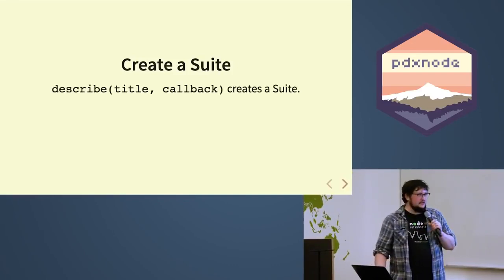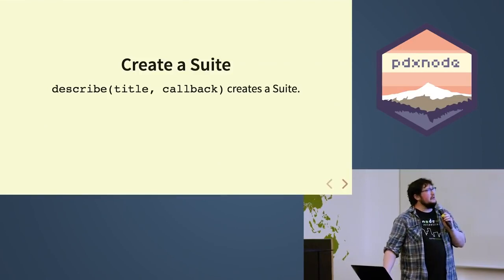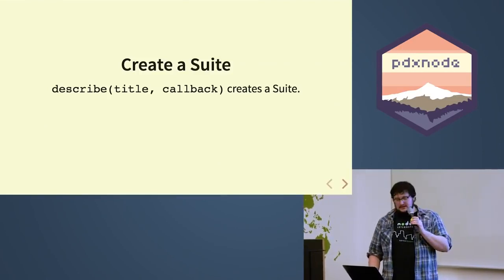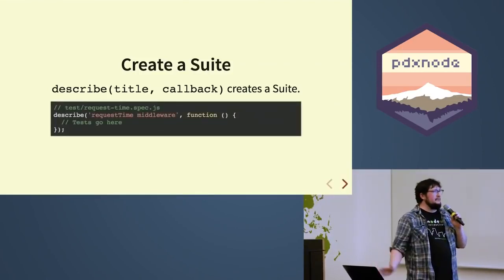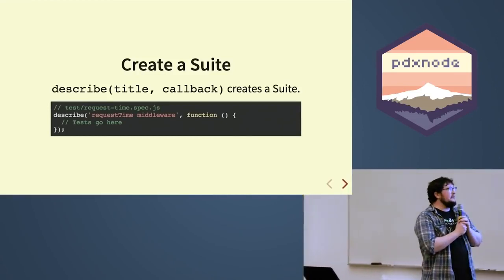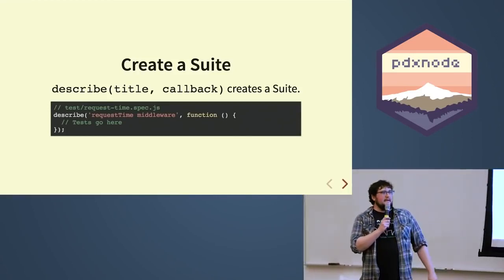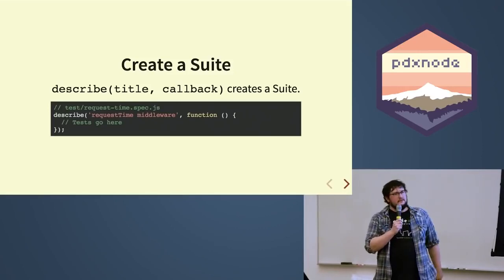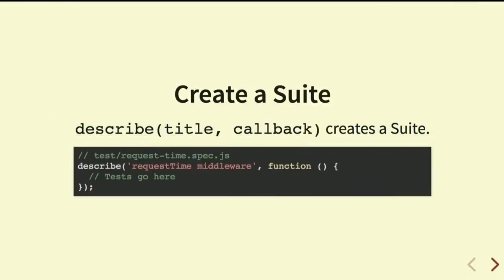We use a function called describe to create a suite. And you give it a title and a callback function. The callback is the body of the suite. The title is basically this logical organization. Whatever makes sense to you, you can nest the hell out of these things or not. It's up to you. But since we're going to write a test for the request time middleware, that's what we're calling the suite. Ostensibly, we would have more than one, but in this talk, we do not.